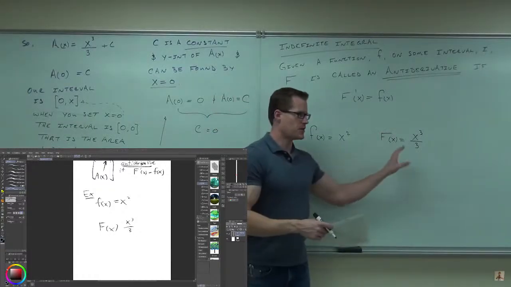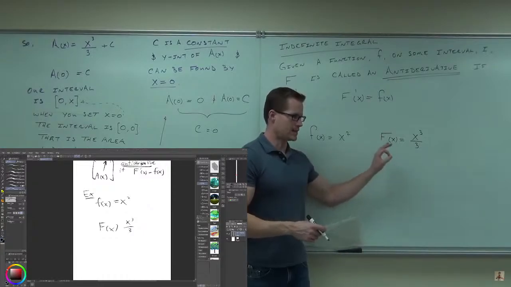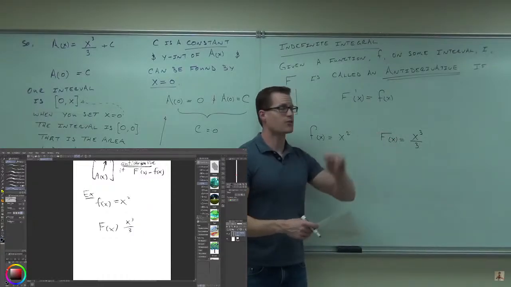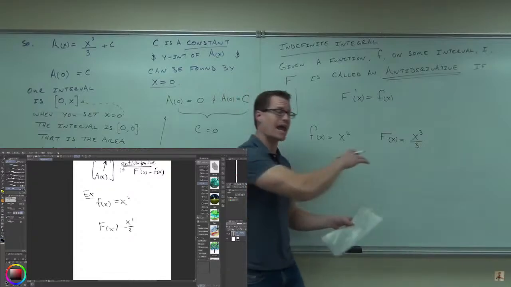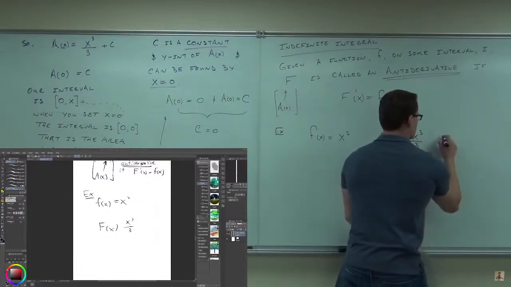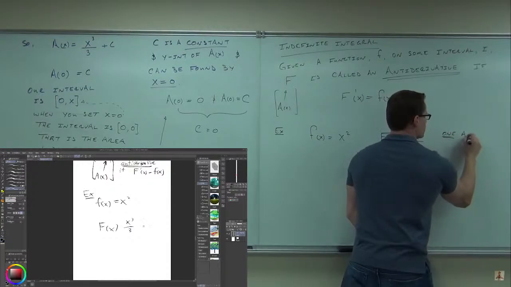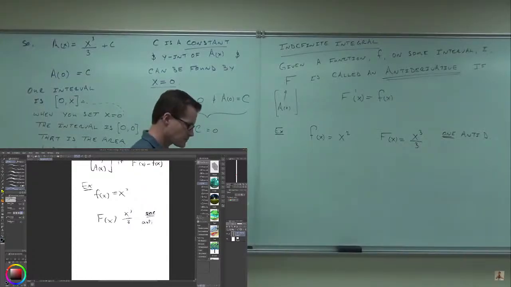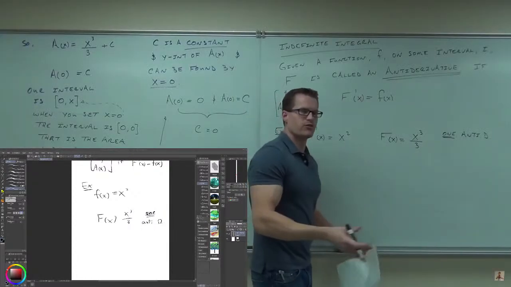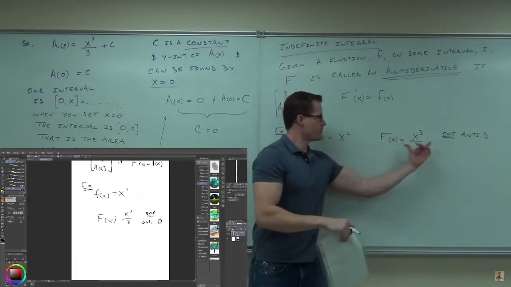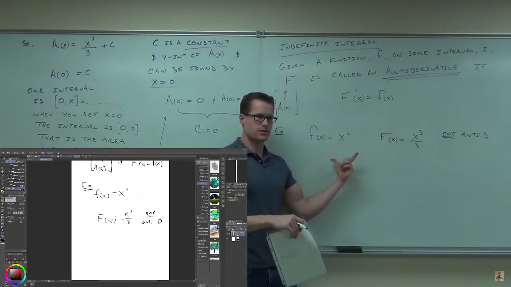You okay with this so far? Is this the antiderivative or an antiderivative? It's one of them. It's one of many. This is an antiderivative. This is one antiderivative. I'm going to say anti-d. Why is it an antiderivative? Well, look, if you take a derivative of this, does it not equal this?